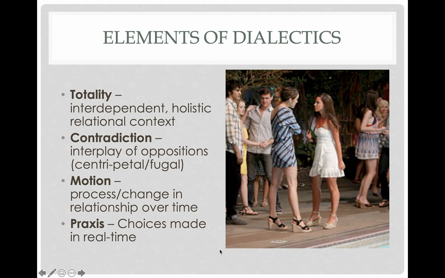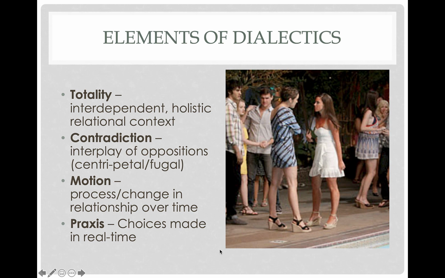One is the totality of the dialectic, that each dialectic that we're talking about represents an interdependent, holistic relational dimension. And we can't separate things out. We can't talk about one thing without thinking about the other, considering the other, because they are completely connected in the totality of a relationship, or the relationship with a community, right? A couple, for instance, and their position within a community.